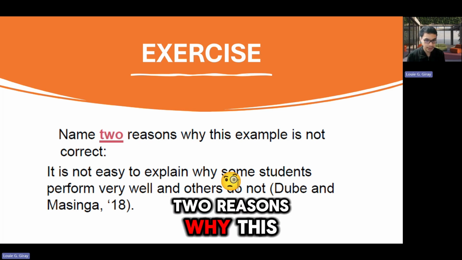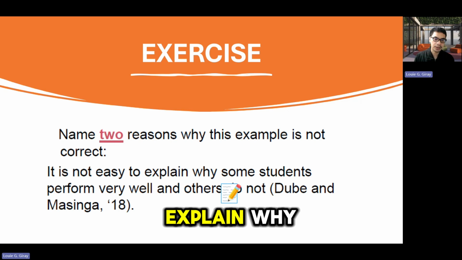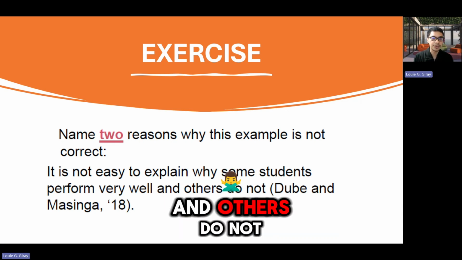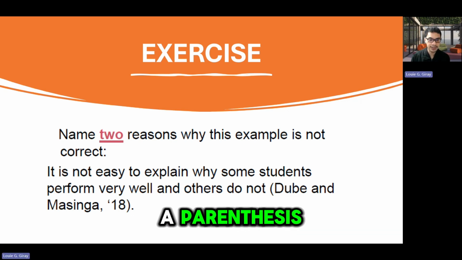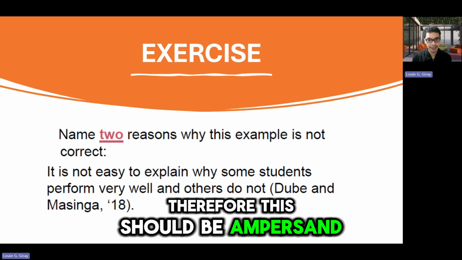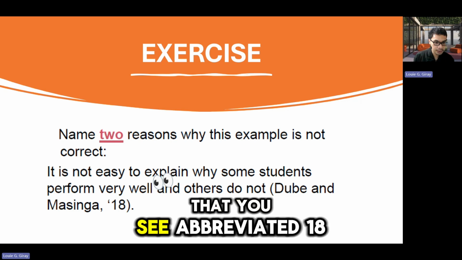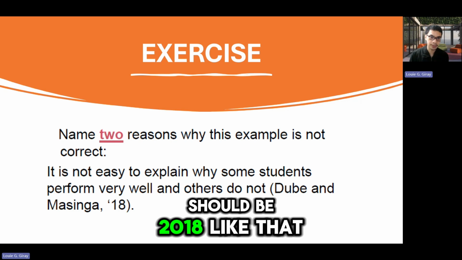Another exercise. Name 2 reasons why this example is not correct. "It is not easy to explain why some students perform very well and others do not (Zub & Masinga, 18)." Answer: this one is inside a parenthesis, therefore this should be ampersand. And the abbreviated 18 should be spelled out, should be 2018, like that one there.